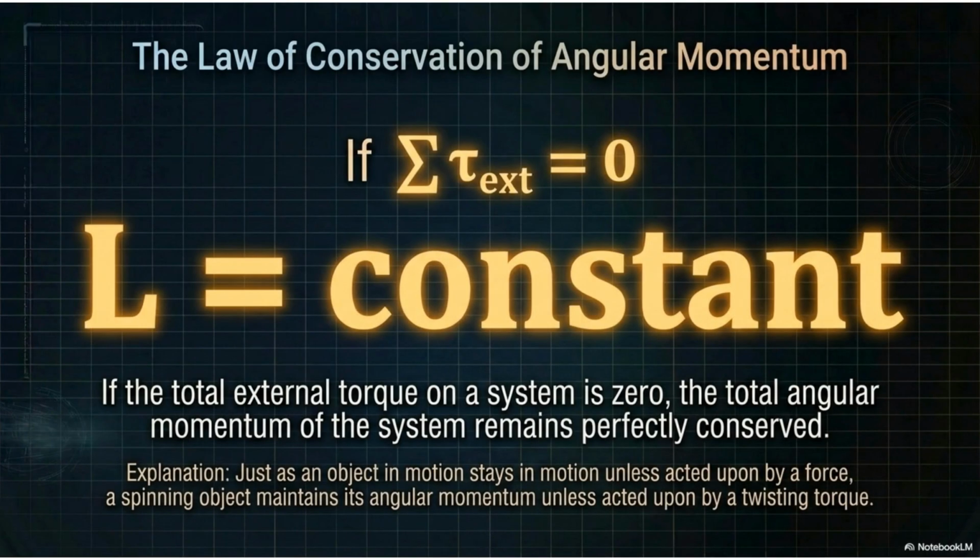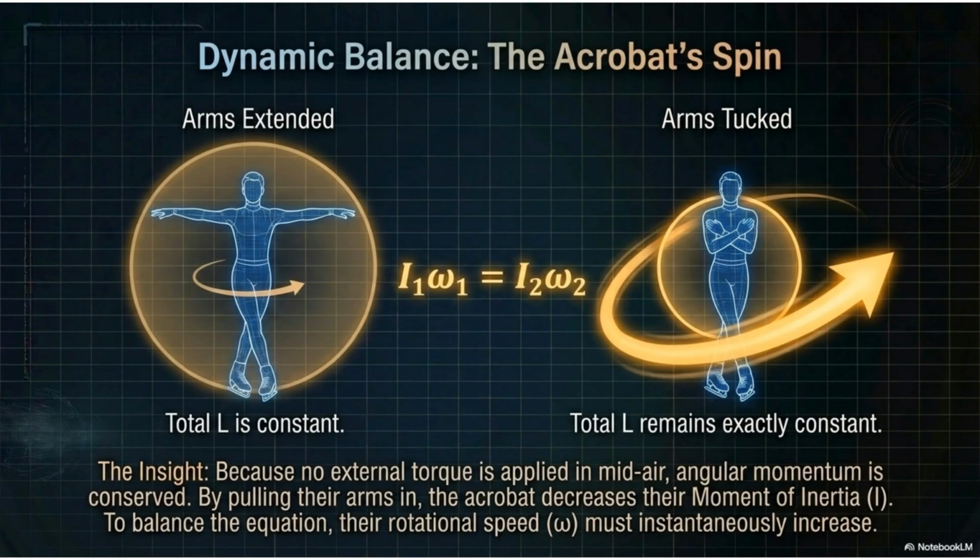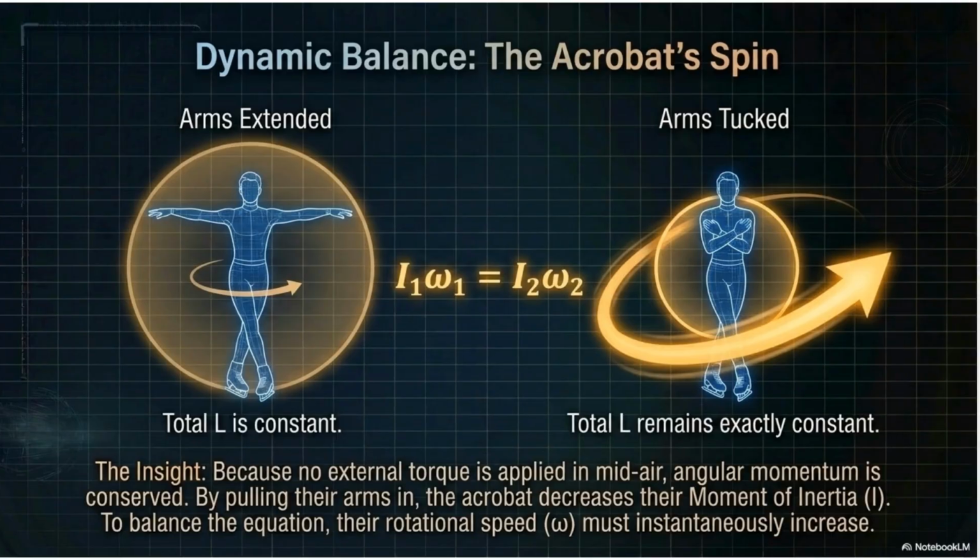The law of conservation of angular momentum tells us that if the total external torque on a system is zero, its total angular momentum remains constant. Much like an object in linear motion, a spinning object will maintain its momentum unless acted upon by an external twisting torque. We see this in action through dynamic balance. When an acrobat pulls their arms in while spinning, they decrease their moment of inertia. To keep angular momentum constant, their rotational speed must increase as a result.